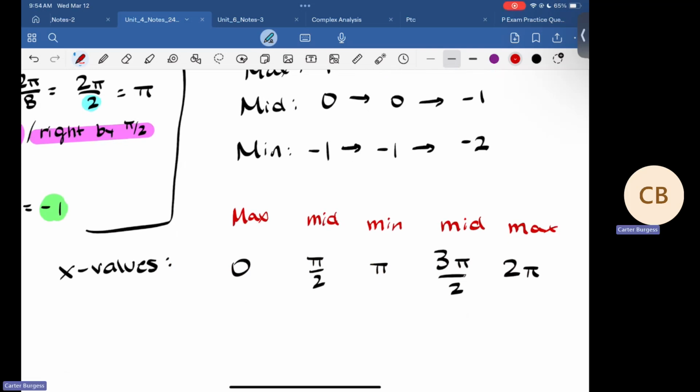Do we feel comfortable with the x values that we're looking at? This pattern that we're following? Yeah, it's just the unit circle. It's just the 90-degree rotations around the unit circle.